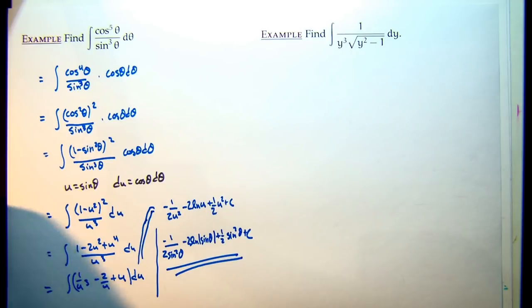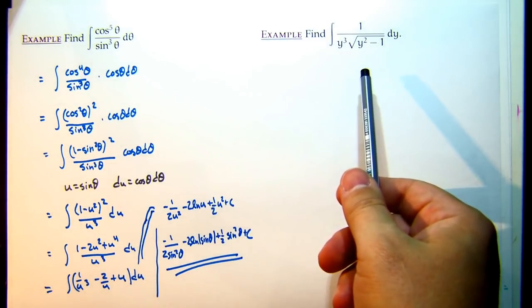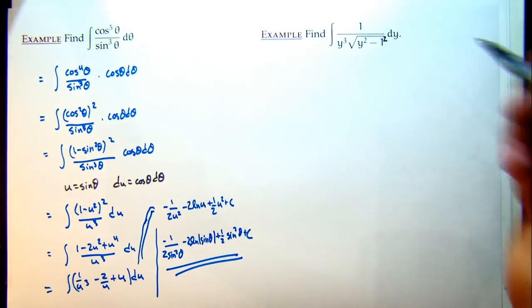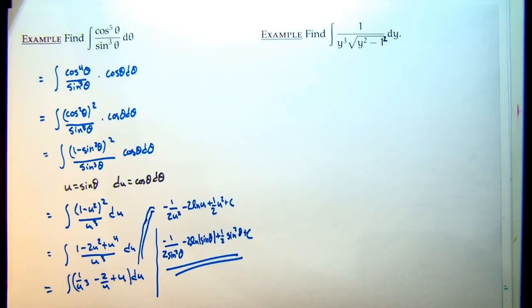Okay, next one. So find the integral 1 over y cubed times the square root y squared minus 1. How do we do this one? Well, first off, what technique should we be thinking of? So I have here a square root of y squared minus 1. So that's really y squared minus 1 squared. So when I see a square root with a difference of squares or a sum of squares, I think trig substitution.